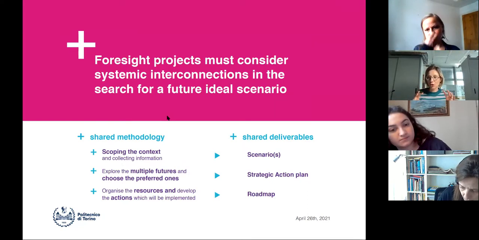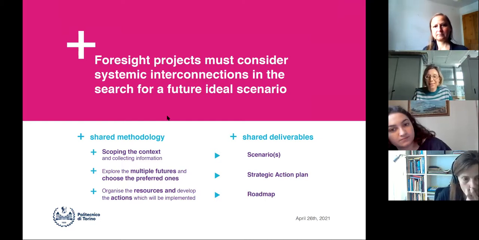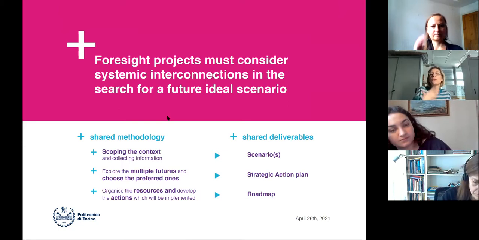So understanding each context, because we should act locally, it is crucial to have this clear idea of the context, collecting all the information, and providing a common big picture of the state of the art that can be shared also with all the actors and all the stakeholders.